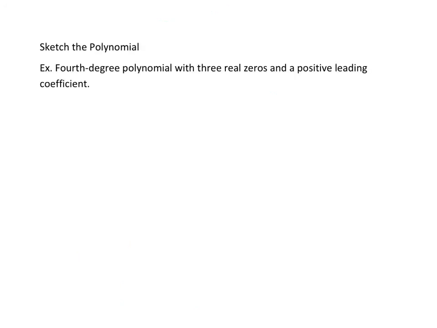Okay, if I want a 4th degree polynomial, so it's got to have x to the 4th, 3 real zeros, so it's crossing the x-axis 3 times, and a positive leading coefficient. Okay, so if I have to touch the x-axis 3 times, that means, since I'm wanting a 4th degree, one of these has to bounce. If I have a positive leading coefficient and even degree, my end behaviors are both up. Lots of different options for this.